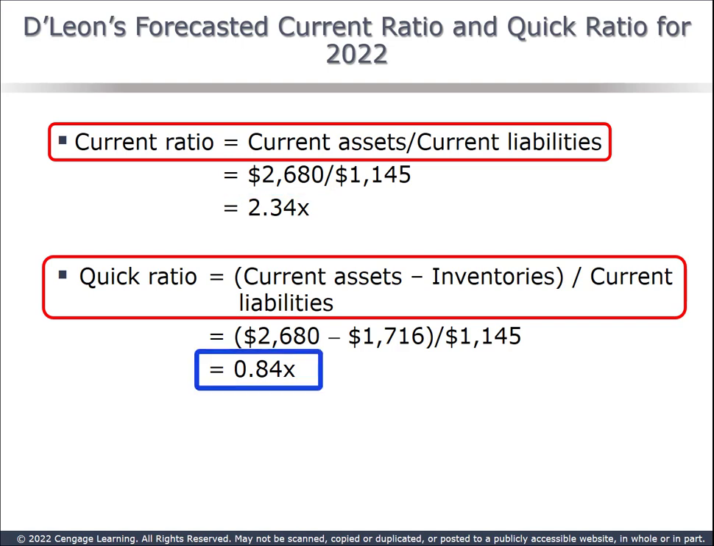Quick ratio is basically the current ratio with inventory removed from the numerator, since inventory may not be a very liquid asset. A firm's quick ratio may well be less than 1 depending on their level of inventory.